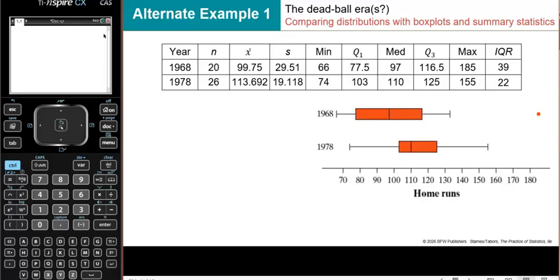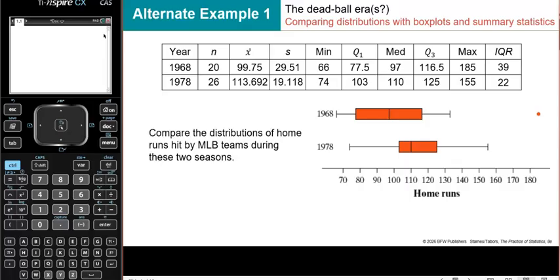These are also the summary statistics. I love they provided the statistics as well. That's actually really nice. So let's talk about it. So compare the distributions. So we want to talk about shape. So 1968, the shape is clearly skewed to the right. It's got an outlier on the right, clearly skewed. 1978, it's not quite as clear. Let's look at the mean and median here just for fun.